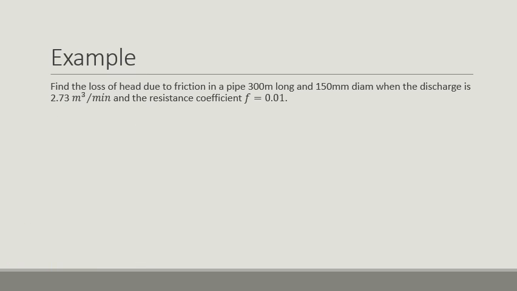So let's quickly take one example on that concept. Find the loss of air due to friction in a pipe 300 meters long. So we are given the length as 300 meters and 150 millimeter diameter. So D is equal to 150 millimeter diameter when the discharge is 2.73 meter cube per minute. So Q is equal to 2.73 meter cube per minute, and the resistance coefficient F is equal to 0.01.